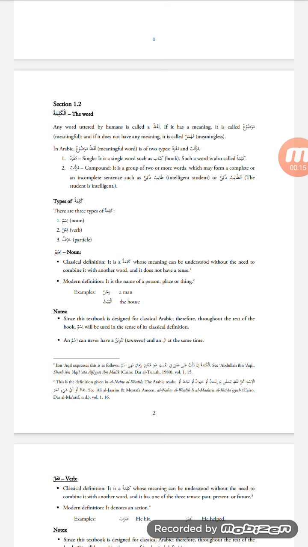So today we will learn about the Kalimah word from the book Tasheel Nahw. Al-Kalimatu, the word.